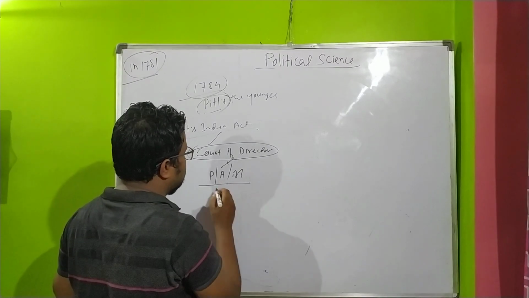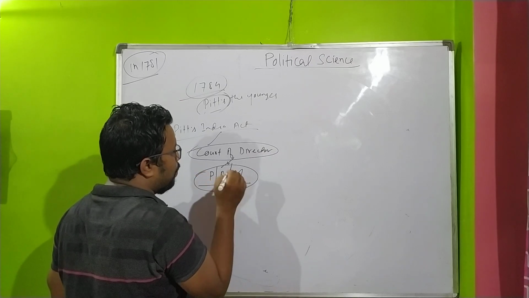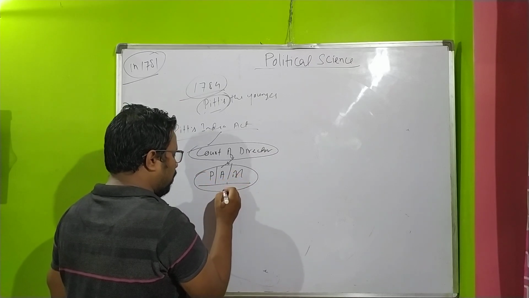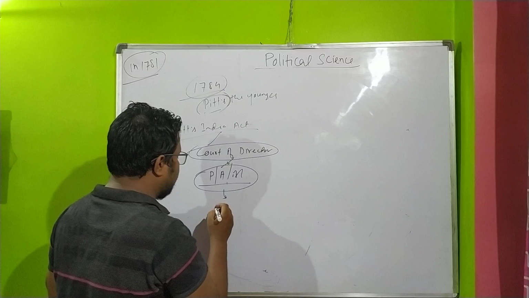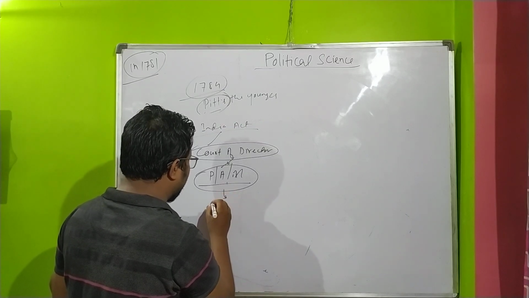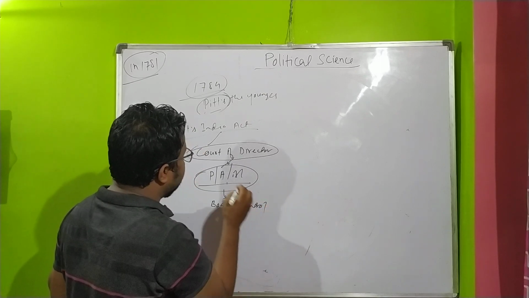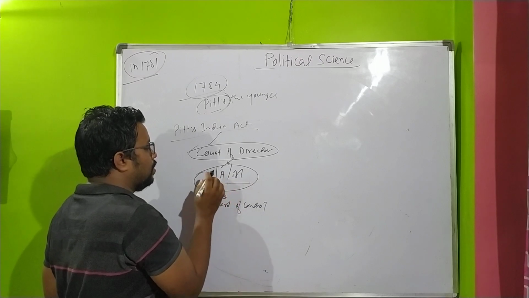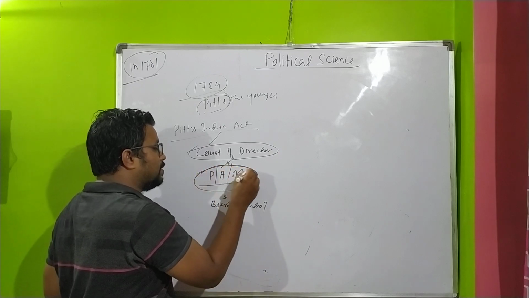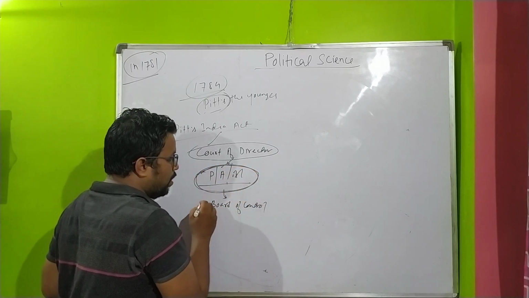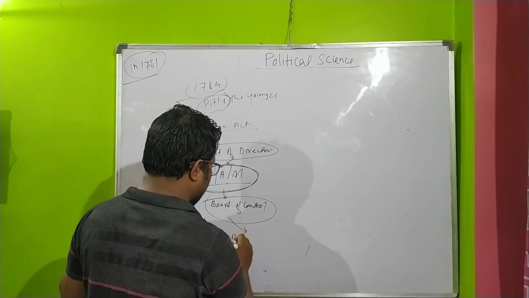Now these three things, political, administrative and military departments, were given to one board, called the Board of Control. Earlier these three functions were performed by the Court of Directors. Now these functions were to be performed by the Board of Control, which will be appointed by the British government.